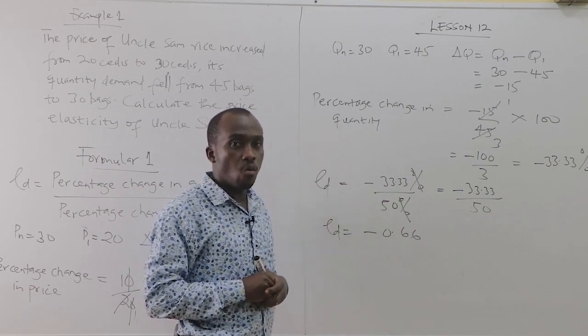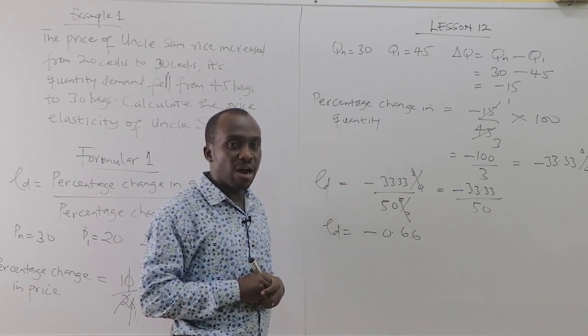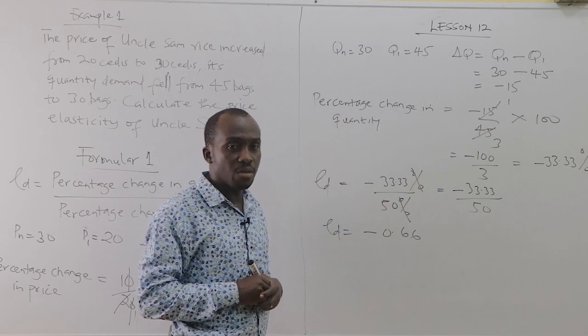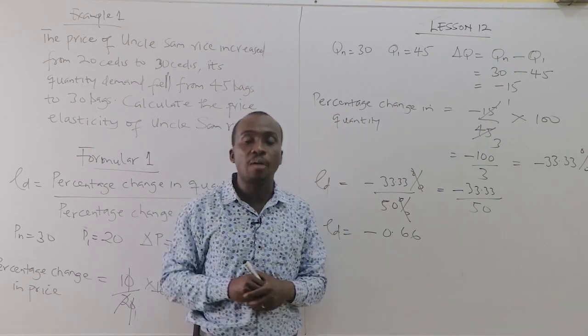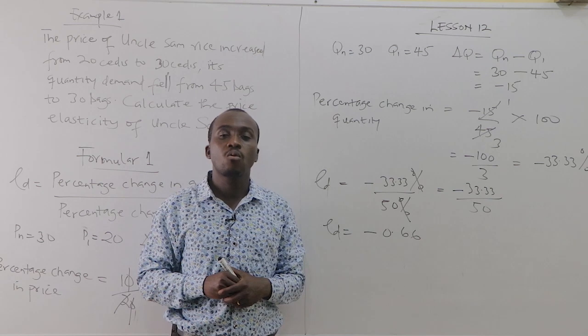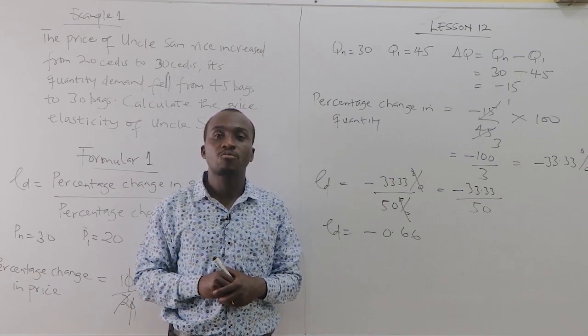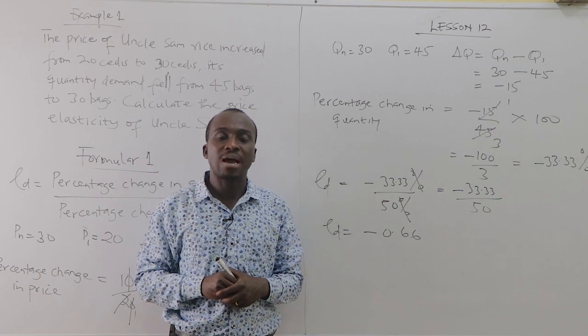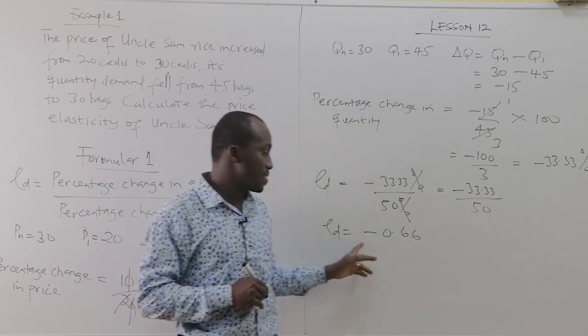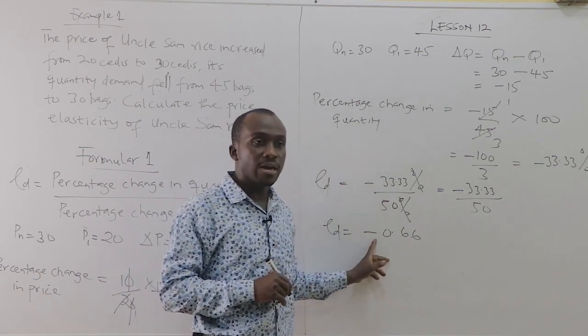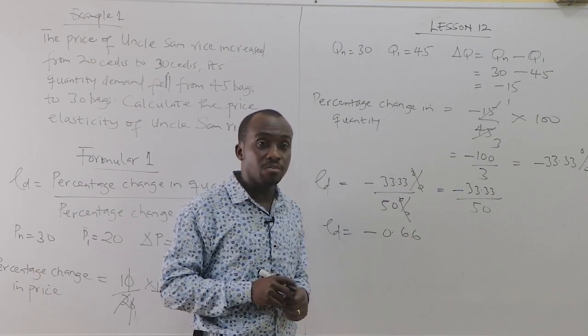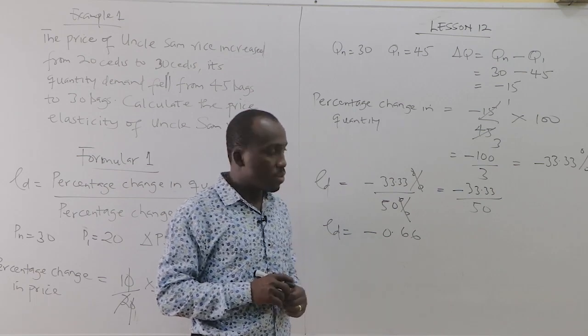And let me say that anytime you do price elasticity of demand, you're going to get a negative figure. Why? Because the relation between price and quantity demanded is negative. If price goes up, demand will fall. If price goes down, demand will rise. And therefore, the elasticity of demand is always negative. Right? So anytime you calculate price elasticity of demand, your answer should be negative.